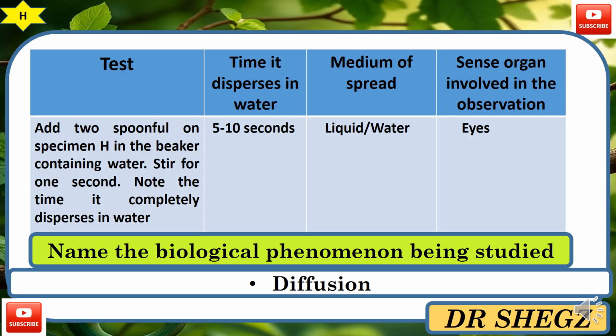Now, alternatively, because we are using 20 ml of water, they can carry out an experiment on diffusion, in which you just drop like 2 spoons of milk and record the time it takes for the milk to completely disperse in water. So this was a past question some years back on a particular specimen. So the medium of spread is water, liquid, and the sense organ involved is the eyes. It's very important here because we are going to use this information to compare with another of the specimen that was given.